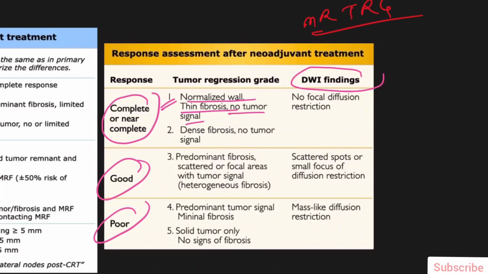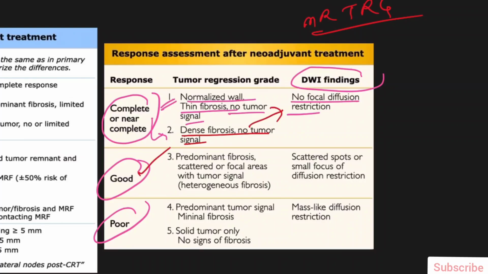So whenever there is complete response, there will be no focal diffusion restriction. Another is near complete, grade 2, where there is no tumor signal but the residual fibrosis is dense. Since there is just fibrosis, there will still be no diffusion restriction.